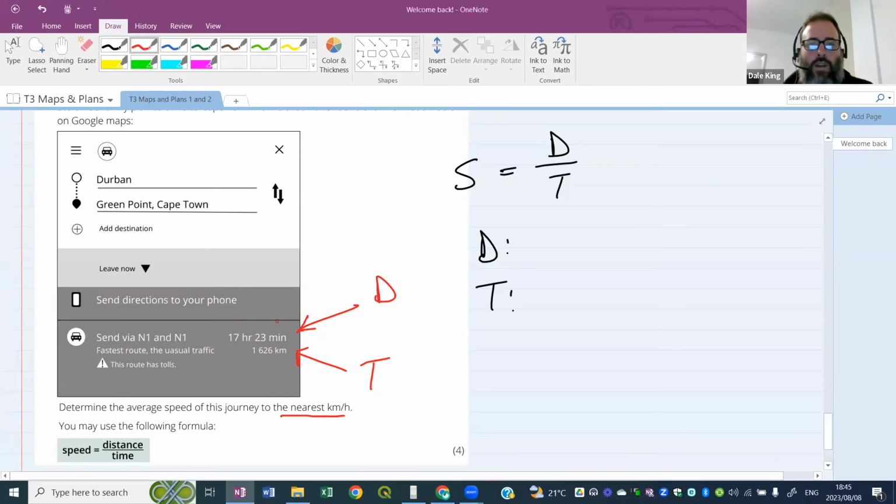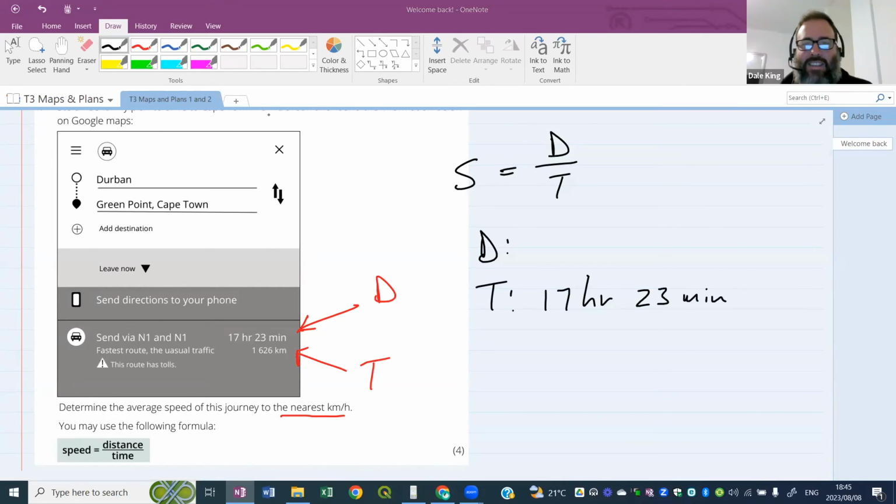If you look at the time here, I'll write it out for you. It's 17 hours and 23 minutes. What's the problem with this? Oh, the decimal hours and the hours and the minutes. Yes, you remember that? Yes, sir. All right. How do you think we could change the 23 minutes into decimal hours?